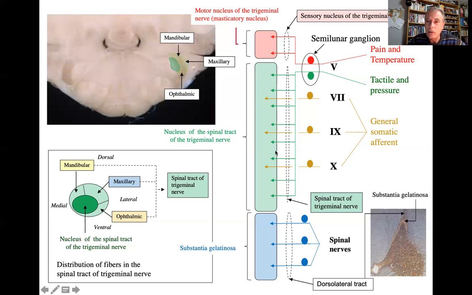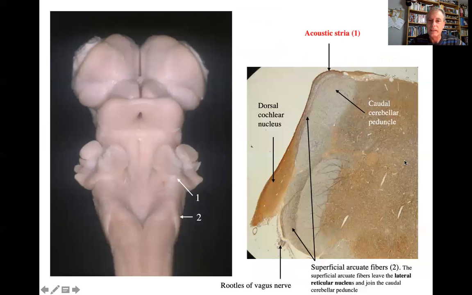And it's important to notice that this spinal tract of the trigeminal nerve continues in the spinal cord, and it does so as the dorsolateral tract. And the nucleus of the spinal tract of the trigeminal nerve continues in the spinal cord as the substantia gelatinosa. So it's a continuation between brainstem and spinal cord, right? It's important to notice that. Okay. So we continue, and then what do we see?